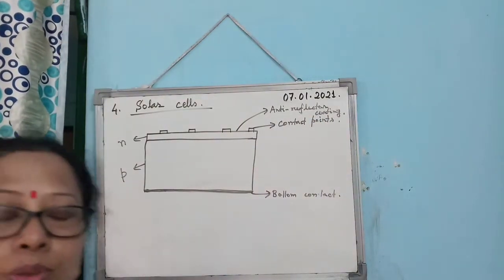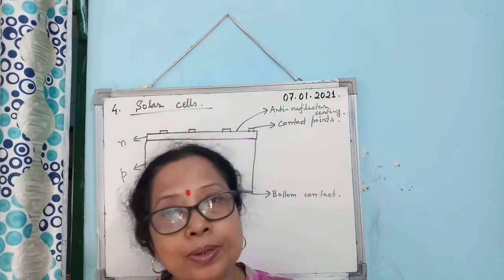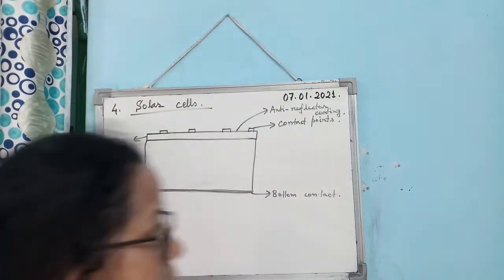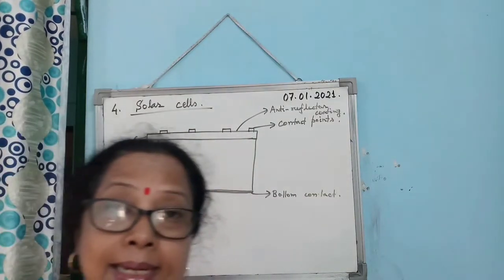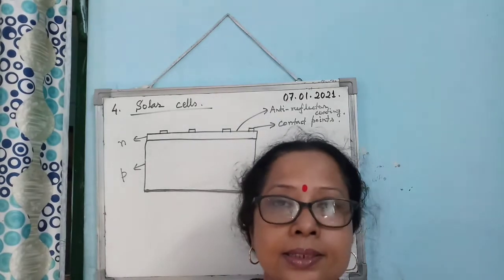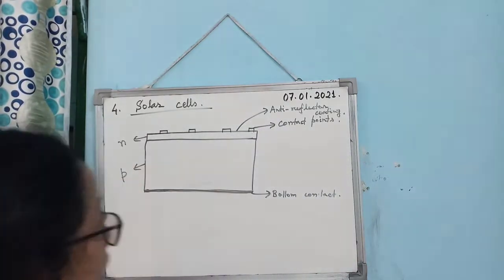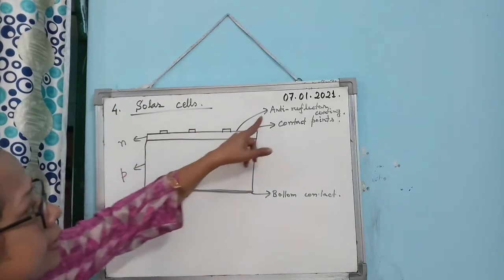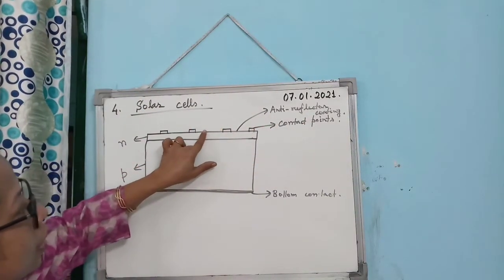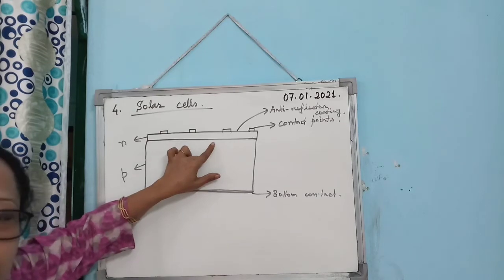So what is a solar cell? It is a specially designed junction diode. With this special design, it can convert solar energy into electrical energy. So why and how does it do this? When sunlight falls on it, the anti-reflector coating is there. So what will happen? Sunlight will enter into the diode.